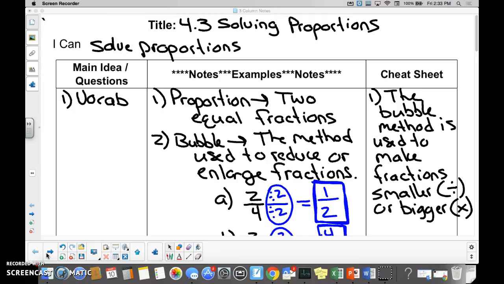Now, before I scroll down, can somebody give me another name for a fraction? What is the fancy name for a fraction, Ismail? Ratio. A ratio. So when you see ratio, it's a fraction. When you see fraction, it's a ratio.